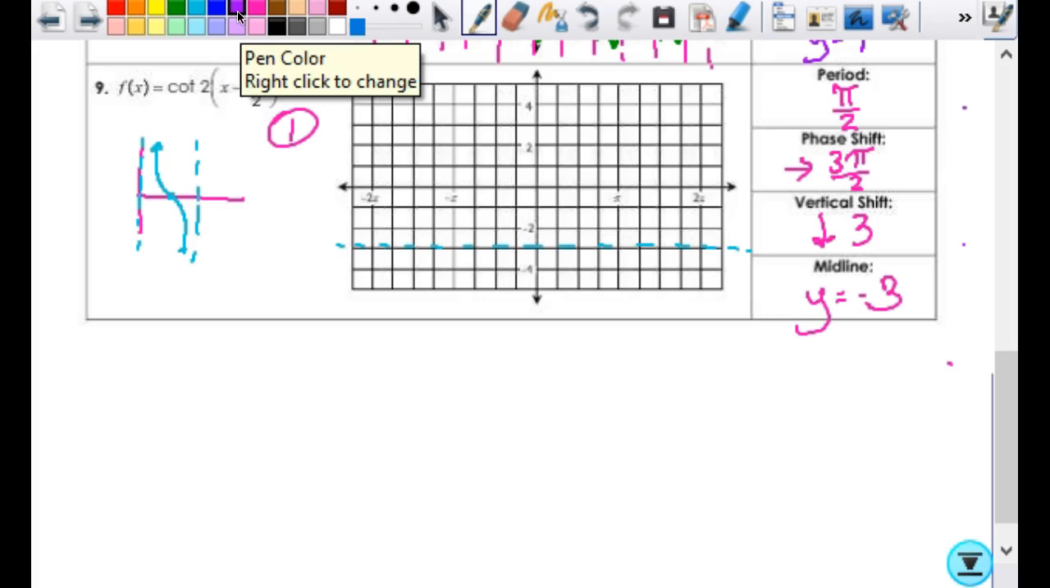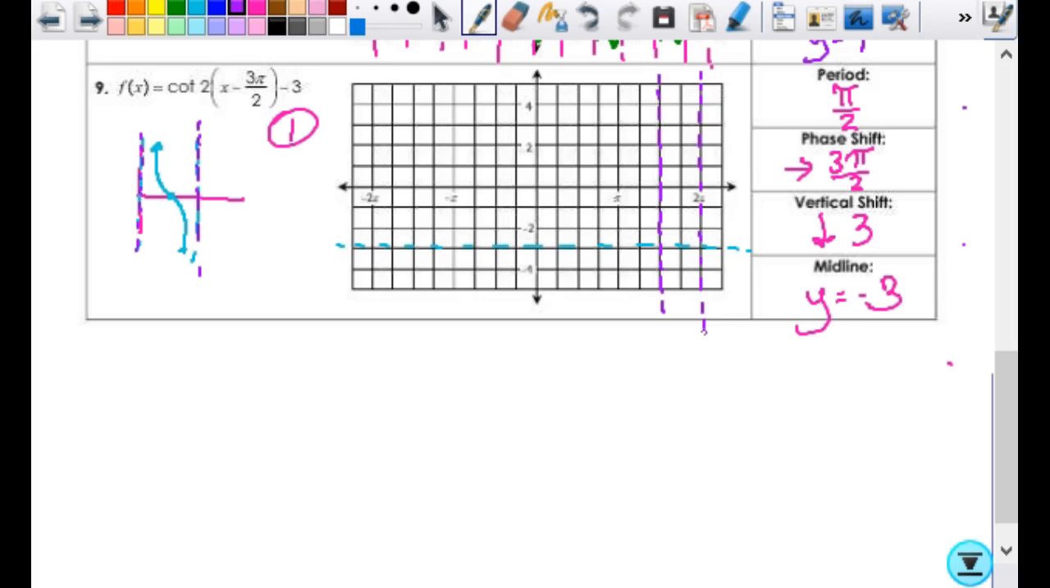Okay, so for cotangent, because remember this is my actual cotangent, at x equals 0, I have an asymptote. So I should have an asymptote here, except that I have a phase shift to the right 3 pi halves, so that's where that first asymptote actually goes. The period is pi halves, so this other asymptote goes at the end of the period. Pi halves is 2 of those spaces. There's the end of my period. Okay, everybody okay with all that?